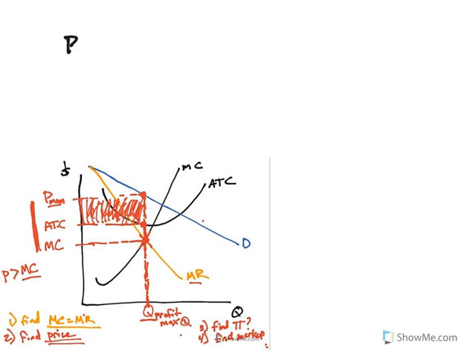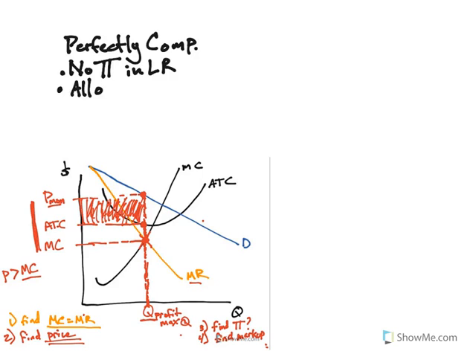As a quick reminder, when we had a perfectly competitive market, we had no profit. Remember that pi stands for profit. No profit in the long run, but it was allocatively efficient. There was no deadweight loss, and we produced at efficient scale. So let's see if we can say the same for our monopolist.